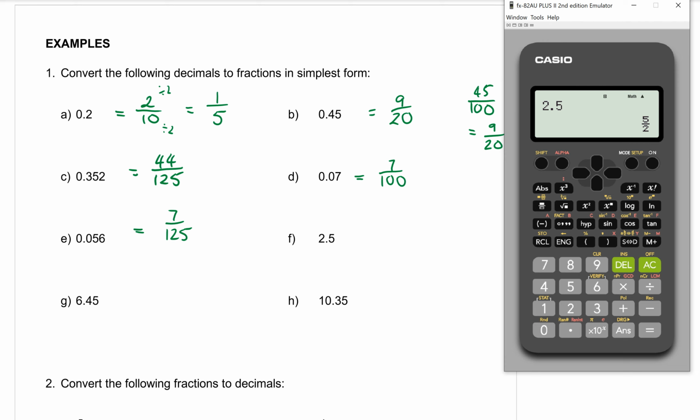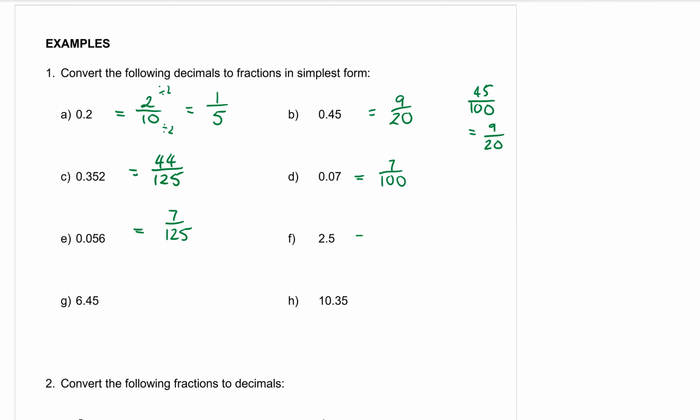Which buttons do you press? Anyone remember which buttons to press to make a calculator do the mixed numeral? Yes? Camilla? Shift and then the SD button. Where's the shift? Shift is this one up here. Shift and then the SD button. So that will make, and again, that one was a pretty easy one to do in our heads because 0.5 is a half, isn't it? So 2.5.